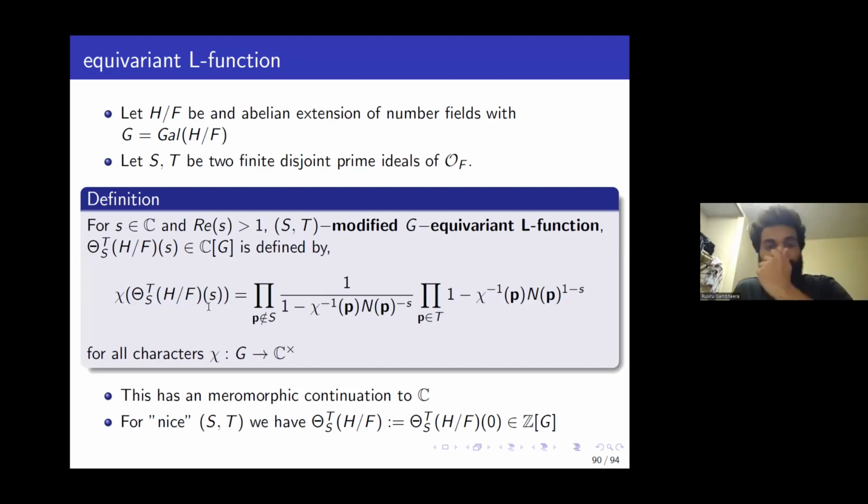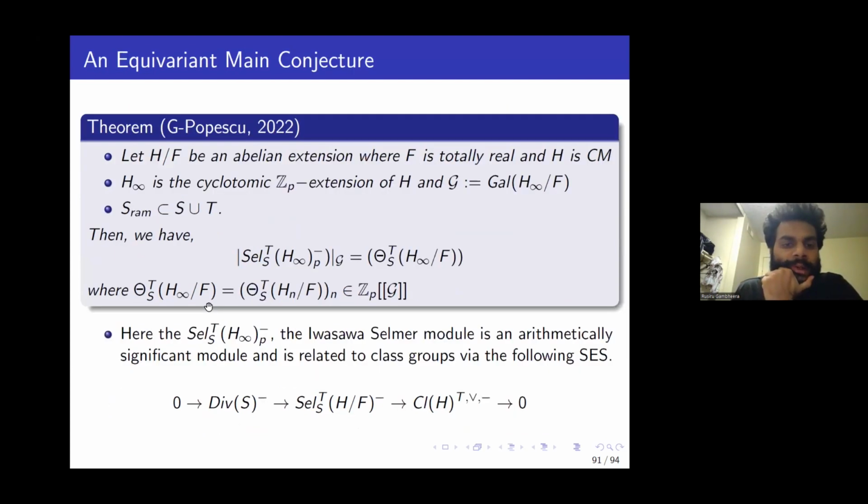All right. Now I'm ready to state the theorem I wanted to state. This is a theorem due to myself and Popescu. We proved this in 2022. This is called the equivariant main conjecture. This conjecture has a long history. Even though it is called a conjecture, now this is a theorem.